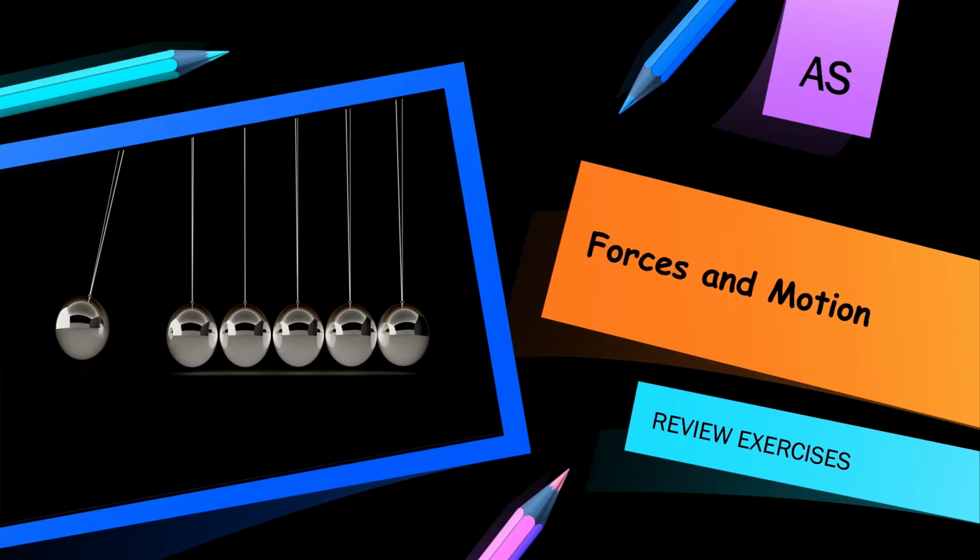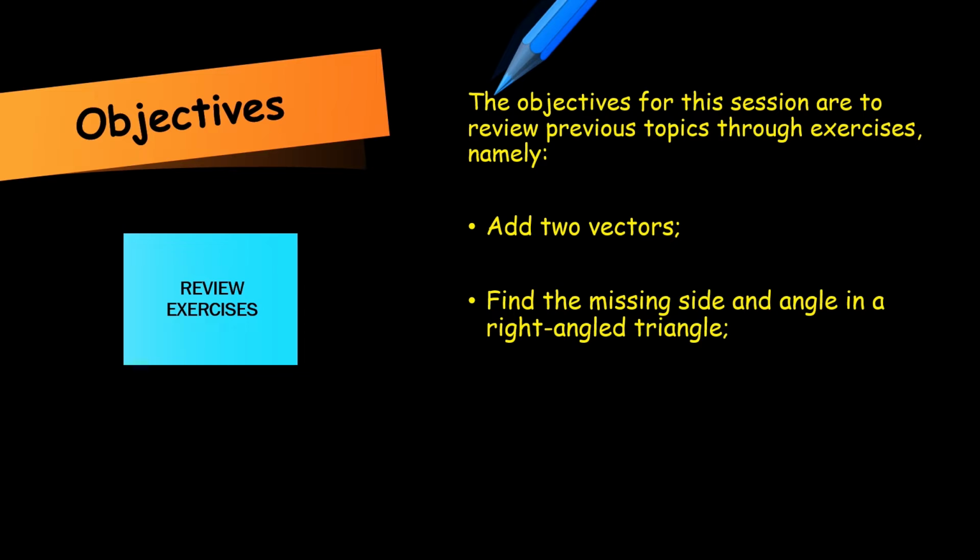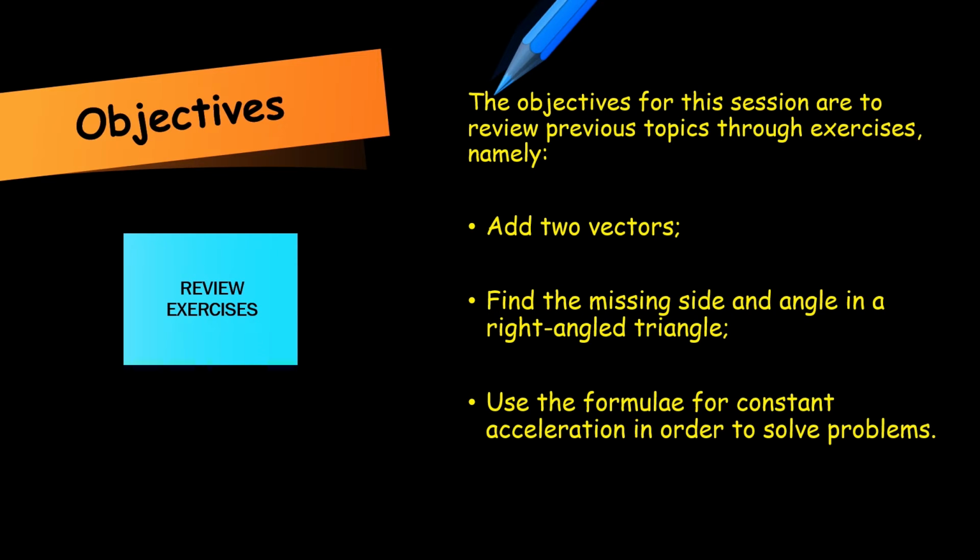Welcome to the session on forces and motion, review exercises. The objectives for this session are to review previous topics through exercises, namely, add two vectors, find the missing side and angle in a right-angled triangle, and use the formulae for constant acceleration in order to solve problems.